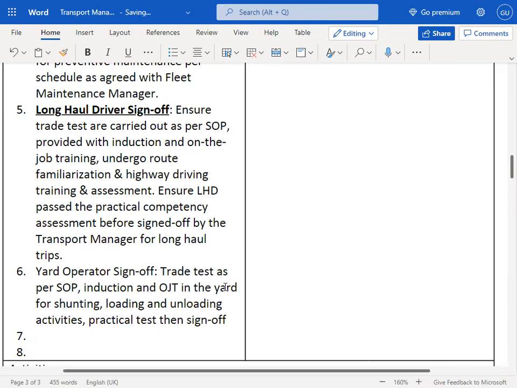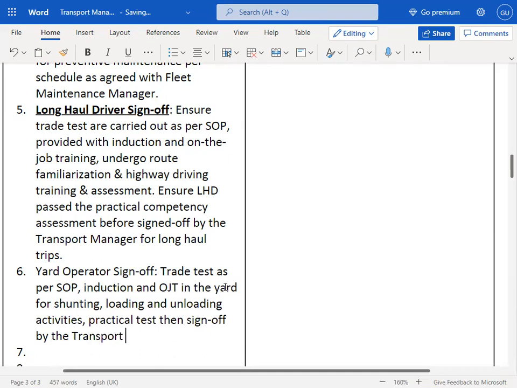Sign off by the transport manager for yard duties, because the yard operator is only for yard duties and should not be allowed to drive outside of the yard. His duties and responsibilities are only within the perimeter of the manufacturing and warehouses, the loading bay, the yard, the silos, inbound warehouse, outbound warehouse. Those are the areas that he will be assigned.